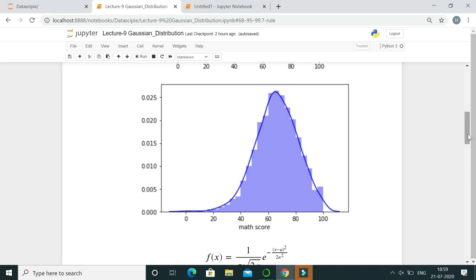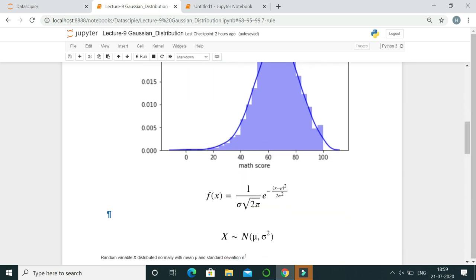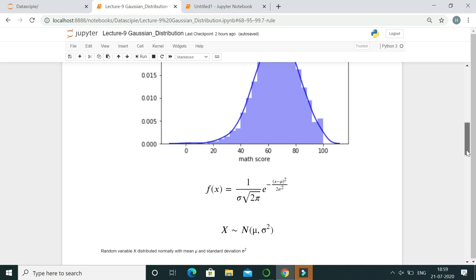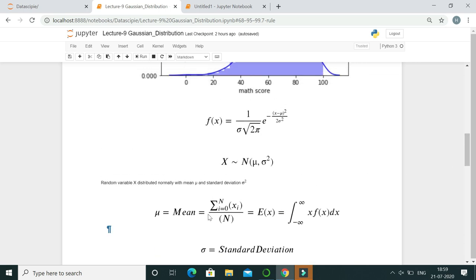The equation of the curve is defined by f(x) = 1 / (sigma square root of 2 pi) times e raised to minus (x minus mu) squared upon 2 sigma squared, where mu is the mean. So we know what the mean is. Mean is the average of the whole data set, and mean is also expressed as the expectation of x.